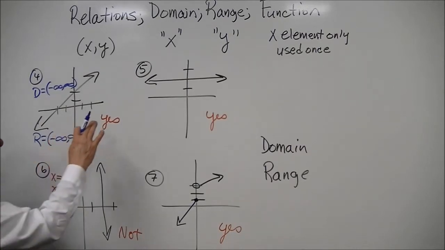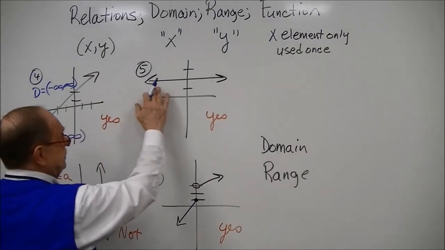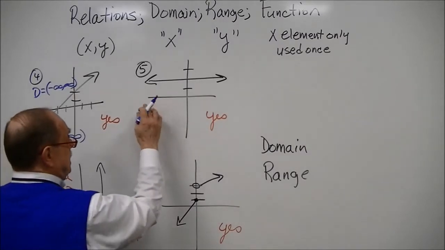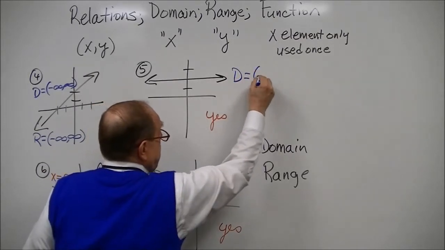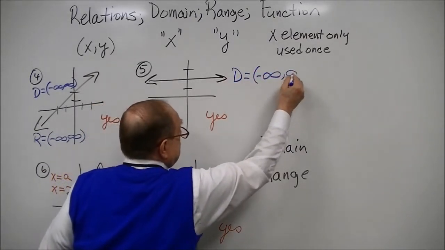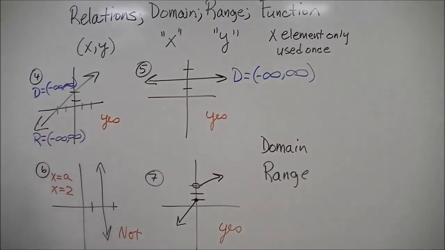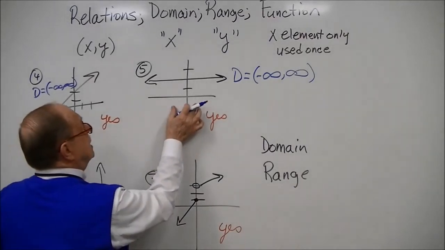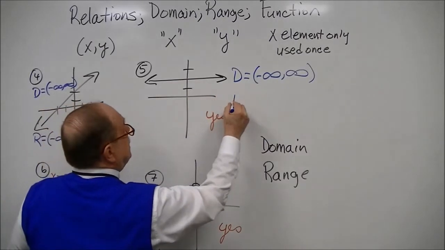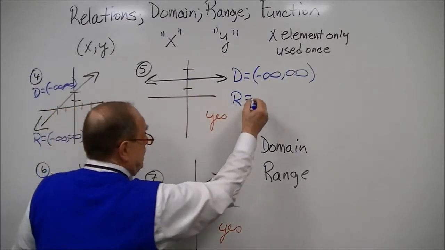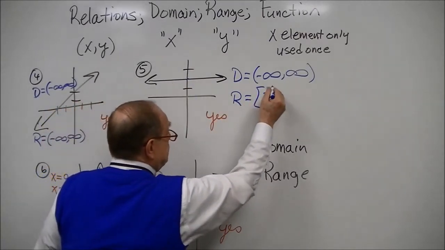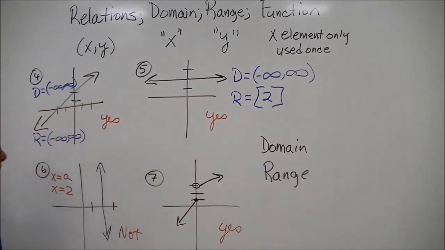Now, how about number 5? The domain first, x values, is coming from negative infinity all the way over to positive infinity, wherever that is. Now, how about the range? Well, for range now, as we come up, the range is only at this spot right there. So it only includes a 2. So that would be the range of that particular graph.